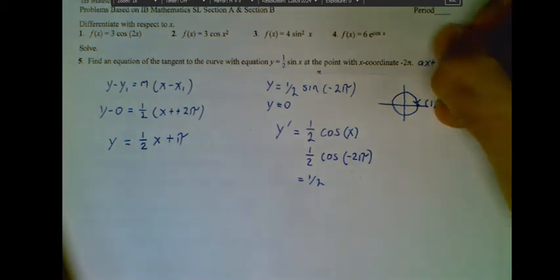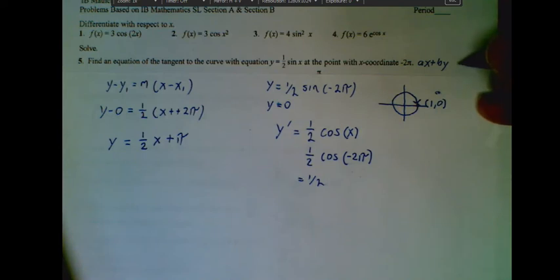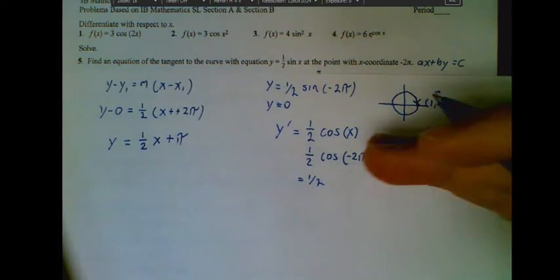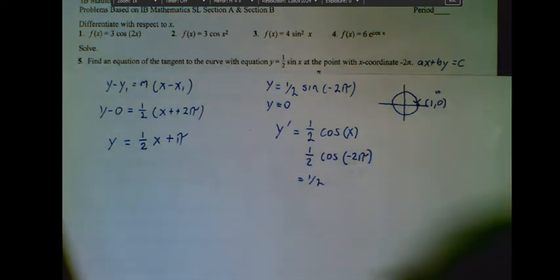and it might say something like this. It might say something like ax plus by either plus c, or they can put c on the other side. They can do it either way. However it's asked of you, that's the way you need to write it.